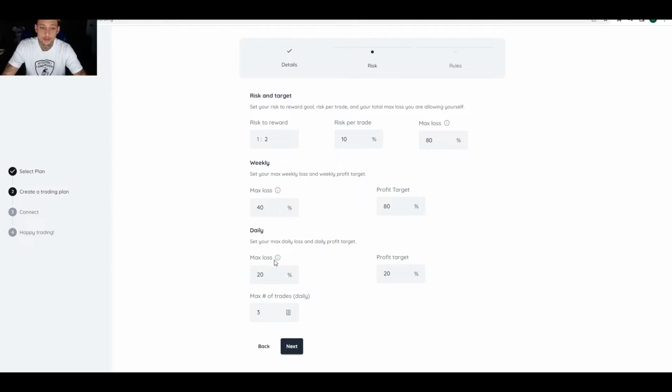So then what I could do is split up my daily loss into a different percentage. Instead of 10, I could do maybe 7.5, 5, whatever the case might be.